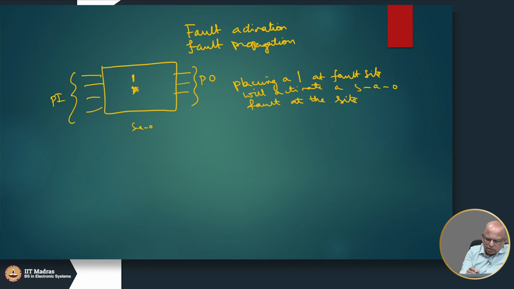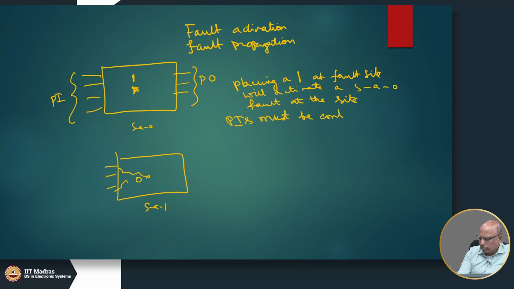So, if you want to activate a stuck-at-0 fault, place 1. If you want to activate a stuck-at-1 fault, you have to place a 0. So, placing a 0 at the fault site will activate a stuck-at-1 fault. And in order to do that, we can't directly do it, we have to indirectly control some of the primary inputs. So, PIs must be controlled to activate the fault.